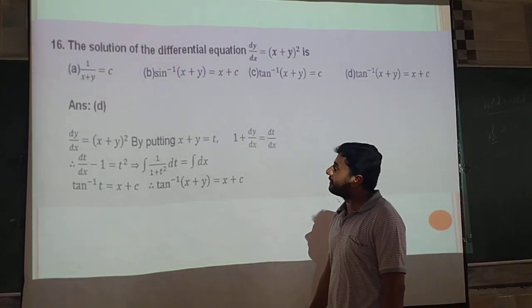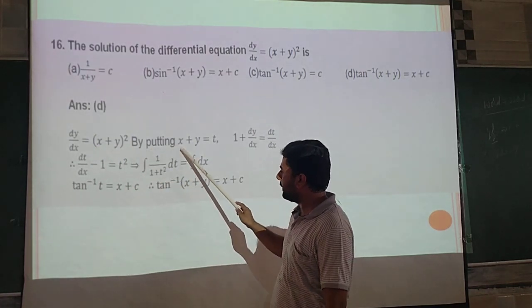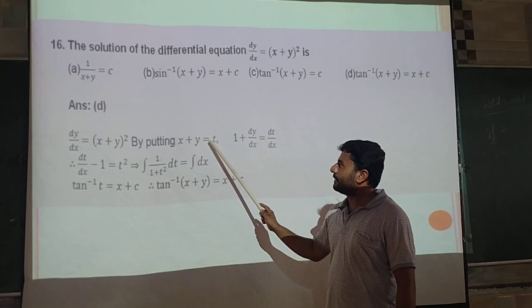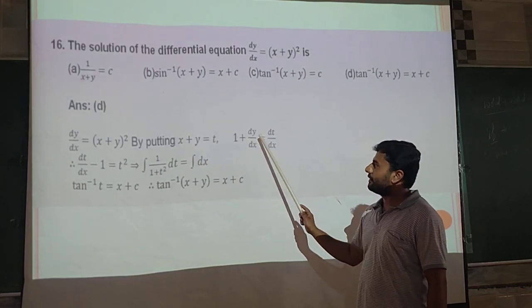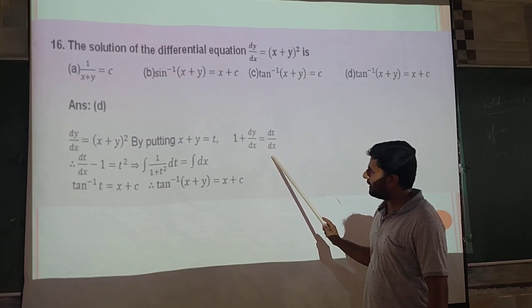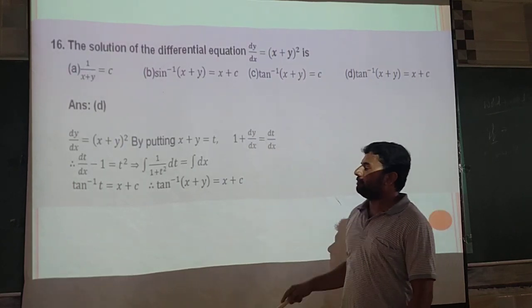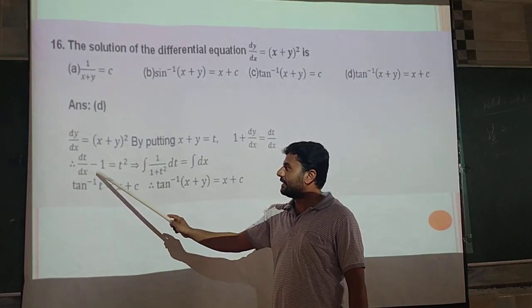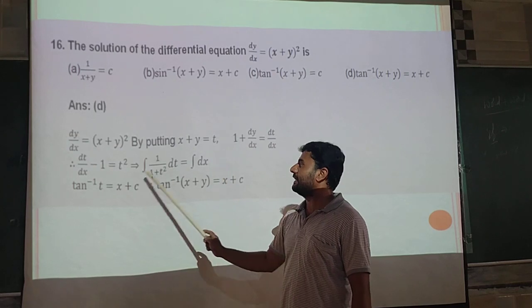Let's look here. Given the differential equation dy by dx is equal to x plus y whole square, by putting the substitution x plus y is equal to t. Differentiate with respect to x: the derivative of x is 1, and of y is dy by dx, which is equal to dt by dx. So dy by dx is equal to dt by dx minus 1, which is equal to the value of x plus y, substituting, t square.